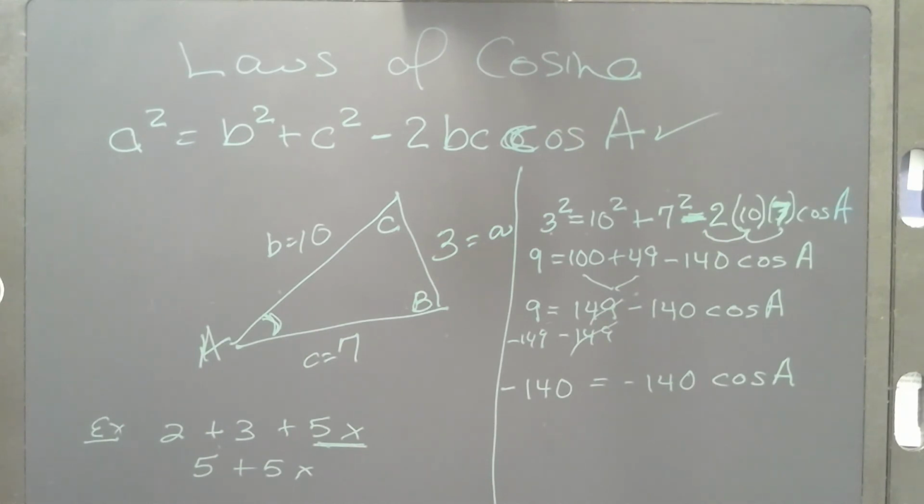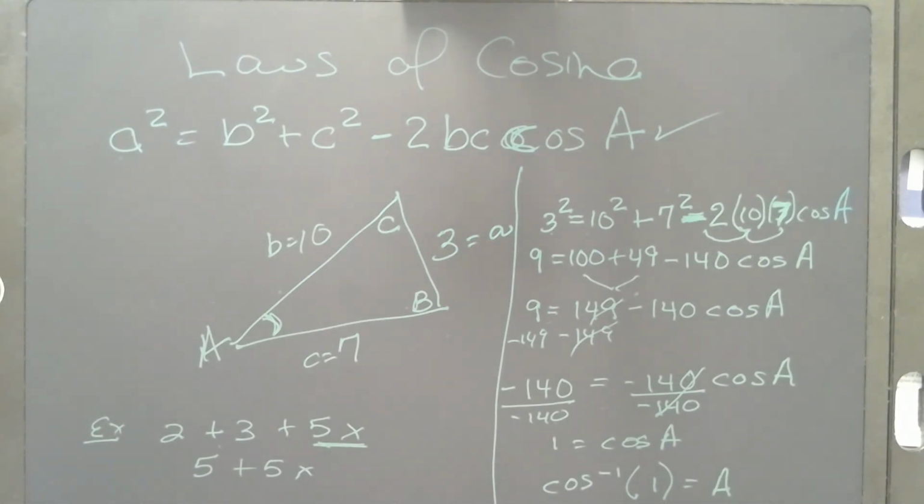We good? Now this is multiplication. What's the opposite of multiplication? We divide by negative 140 on both sides. This will cancel out. This will be 1 is equal to cosine of A. Remember, this is very important. If you're looking for an angle, how do you solve for this angle? You take the inverse. So this will be cosine inverse of 1 is equal to A.